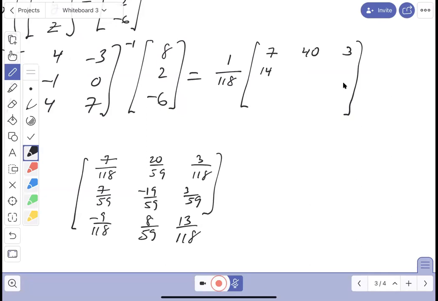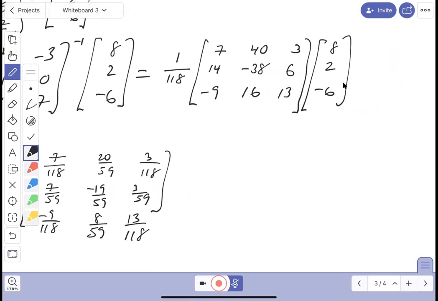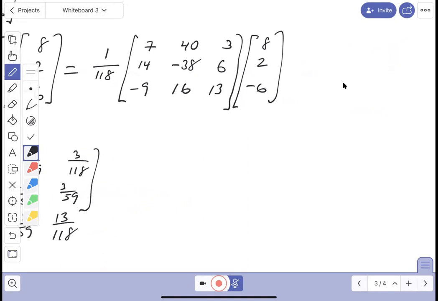14, minus, well, 2 times 19 would be 38, right? And then what do you get? 6. Again, you would need to know basic grade school arithmetic to do what I'm doing, by the way. Minus 9. I'm not saying you can't make mistakes. I make mistakes all the time. 16 and 13. And it's going to be multiplied by the matrix 8, 2, minus 6. And yes, computers can do arithmetic too. I know that. So what I'm going to do over here, I'm going to do the multiplication. And they're nasty. There's no doubt about it.